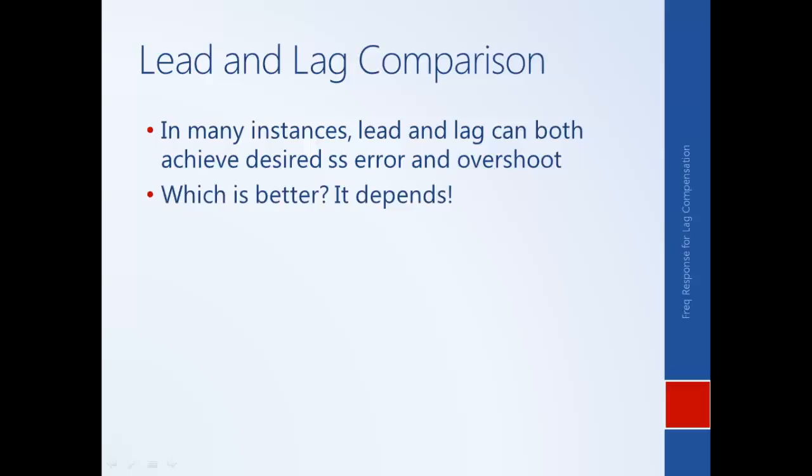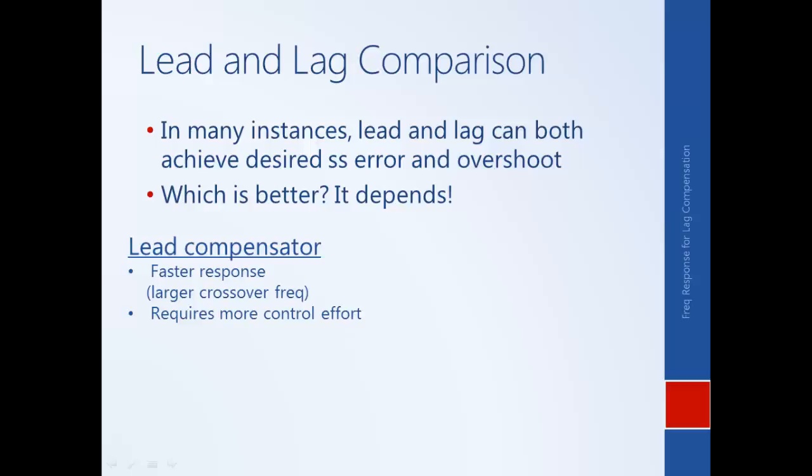And so the question is, which is better? And so the answer is, it depends on your specific case, your specific application. And so they can both achieve the same steady state error and overshoot, but what's different is the speed and the control effort. So a lead compensator will tend to be faster. It achieves its decrease in overshoot by adding phase lead to the system, but it also tends to push the gain crossover frequency to a higher frequency, which makes the system faster, which requires more control effort.